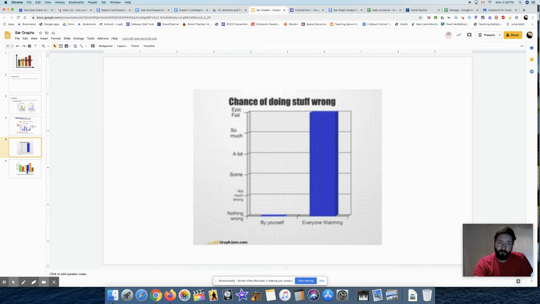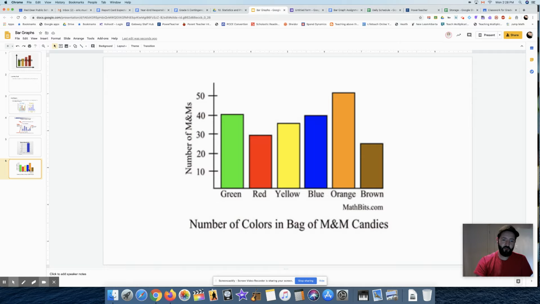But more often, bar graphs are used for collecting actual data, for research, for school projects. So let's say you're doing a school project where you want to take inventory of what colors of M&Ms come in a bag of M&Ms. And this is a graph that would show you that information. Right away, just by looking at this graph, we can see some very useful information. We can see that the most common type of M&M found in this bag was orange. We can also see that the least common type of M&M was brown.